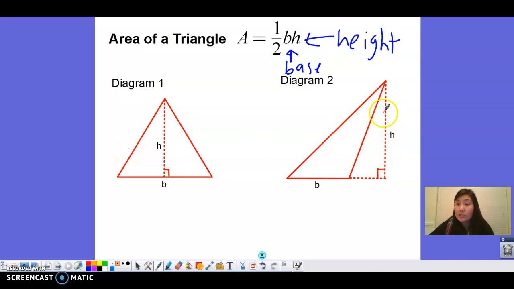Sometimes your height is going to be outside of your triangle, like it is in diagram 2, and that's okay. That's going to be our height. However, your base is still just going to cover from here to here. That's what your base is going to be. It does not extend to the dotted line out here. No, no, no. Only the bottom of your actual triangle.